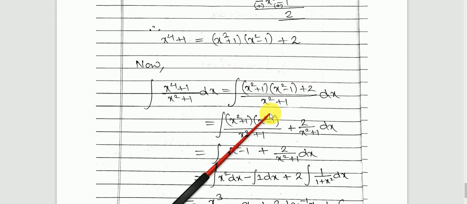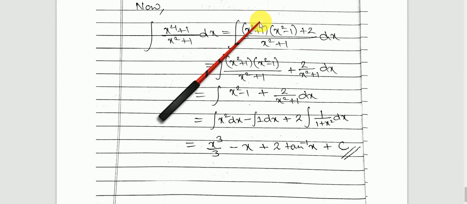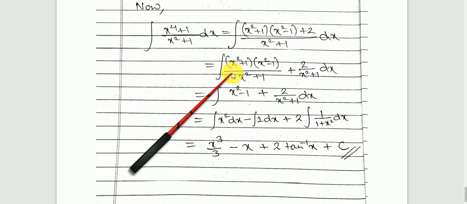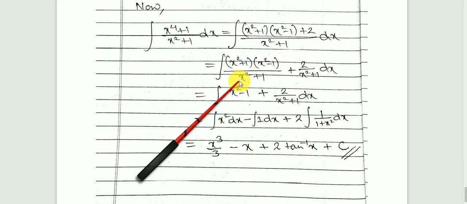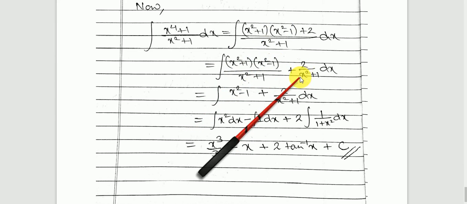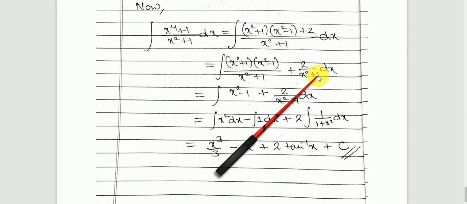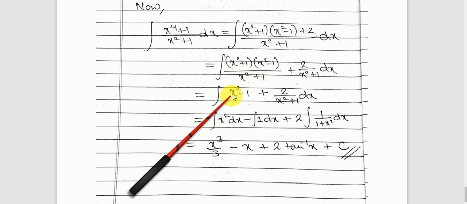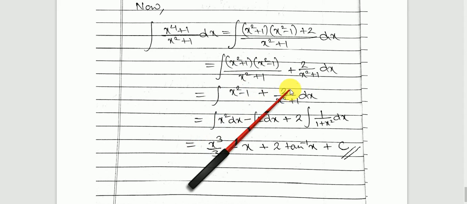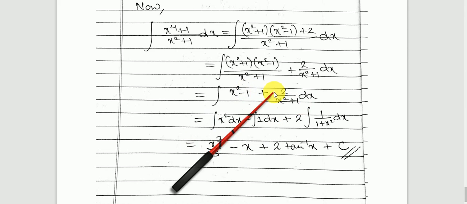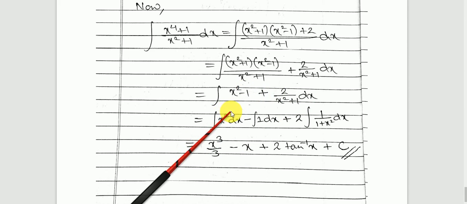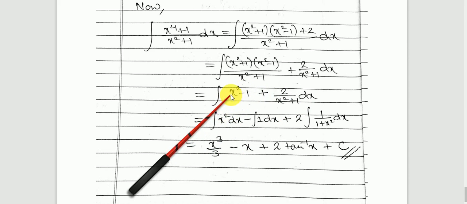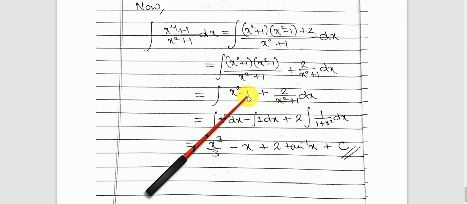Now you can write this as x square plus 1 into x square minus 1 upon x square plus 1, plus 2 upon x square plus 1. You can see here something is common, so cancel. So you are left with x square minus 1 plus 2 upon x square plus 1. Now you know the integration of x square, you know the integration of 1.